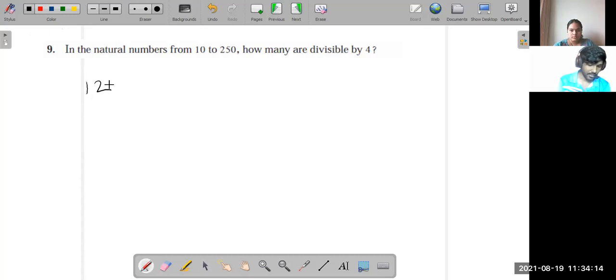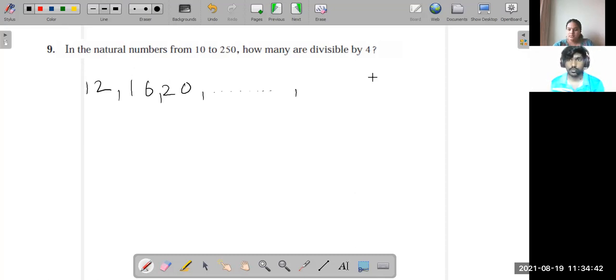And which is the last number in this which is divisible by 4? After 12, 16, 20, 24, and so on. Which will be the last number divisible by 4? Is 250 divisible by 4? No, 250 is not divisible by 4.